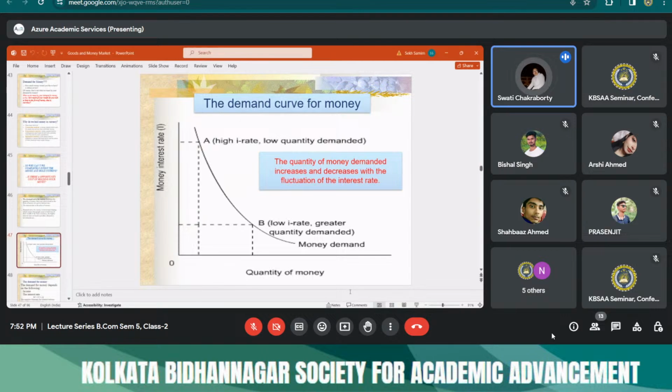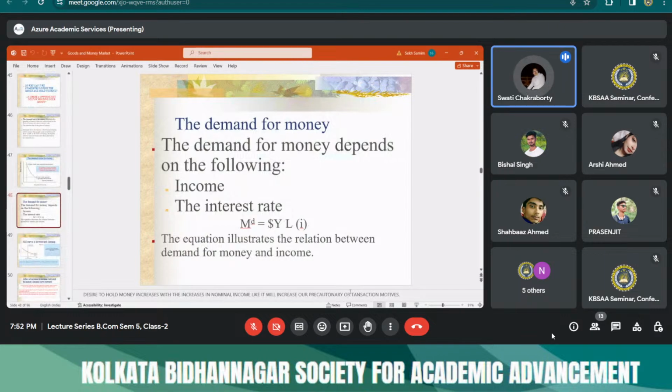So that's where it comes up. A higher rate of interest means lower demand for money. So this is the demand curve. Now, when we talk of demand for money, it depends on two factors. Can we go to the next slide, please?